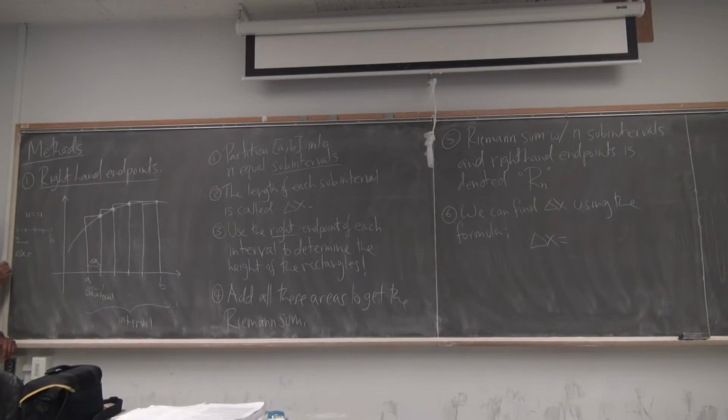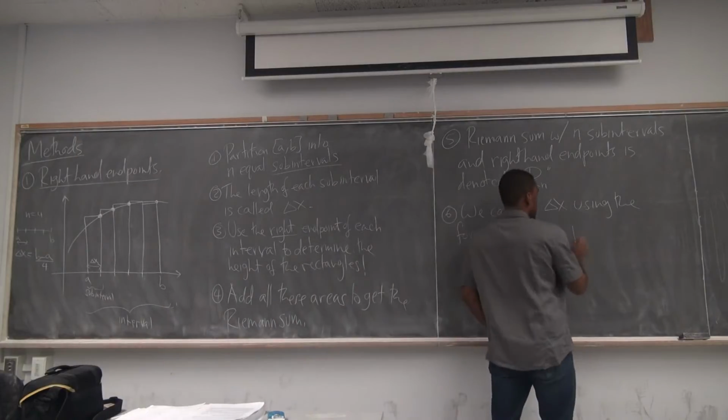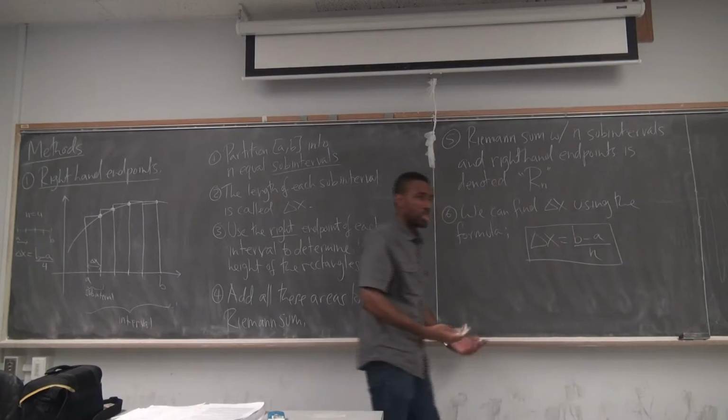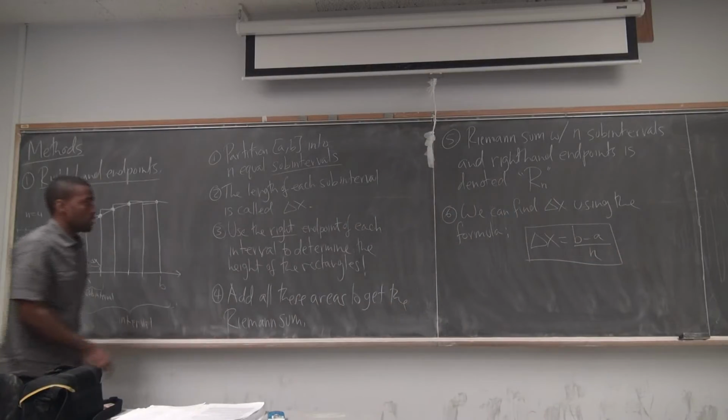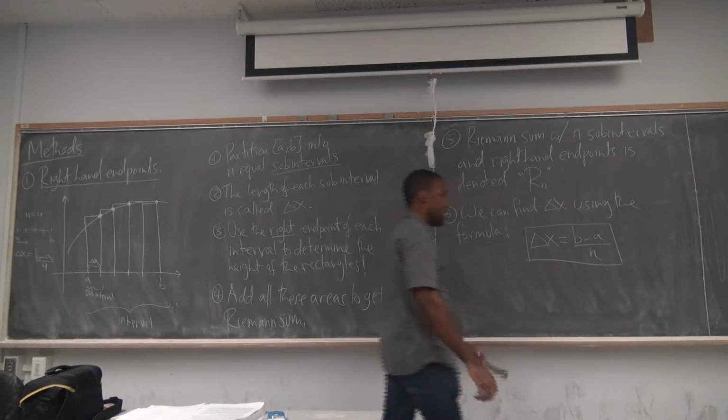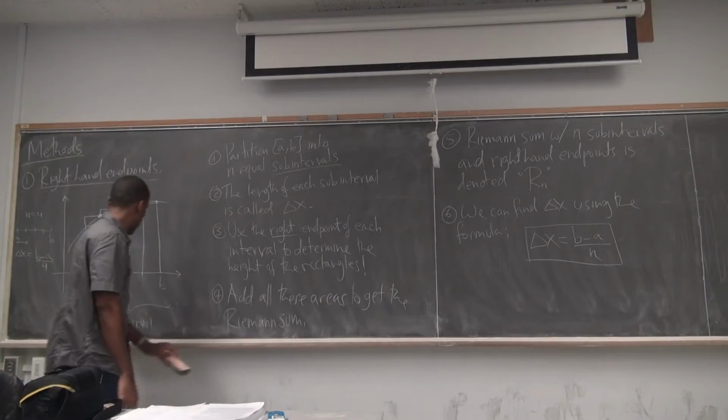What's the distance between A and B? How do you find the distance between A and B? Yeah, B minus A. And then you're going to divide by 4, right? But 4 is just a representation for n, it's a specific value. In general, delta x will be b minus a over n. And for our purposes, it will always be that. In general, you don't necessarily have to use equal subintervals, but here we will.